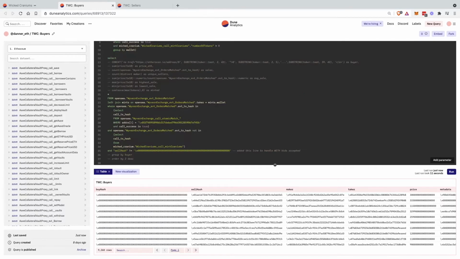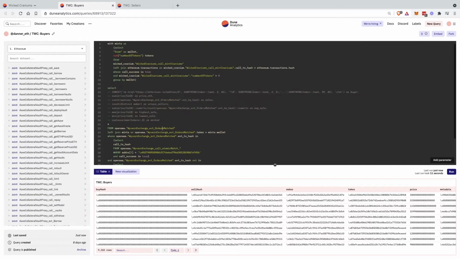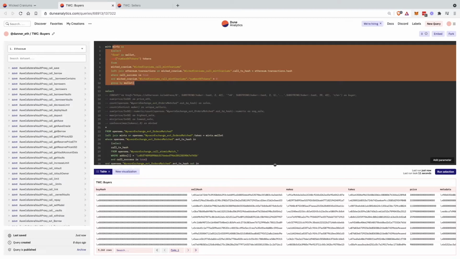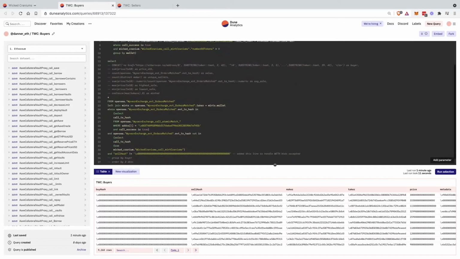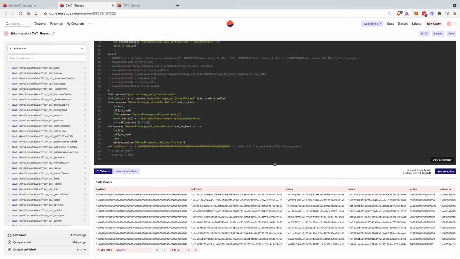But just to talk through what we're pulling from the OpenSea order matching table, we're joining in this mints common table expression, where we're looking specifically at calls to the Wicked Craniums mint function. We're ensuring those calls are successful and that we're actually minting some tokens. Those are getting joined onto the Ethereum transactions abstraction, which allows us to get the wallet that is minting.